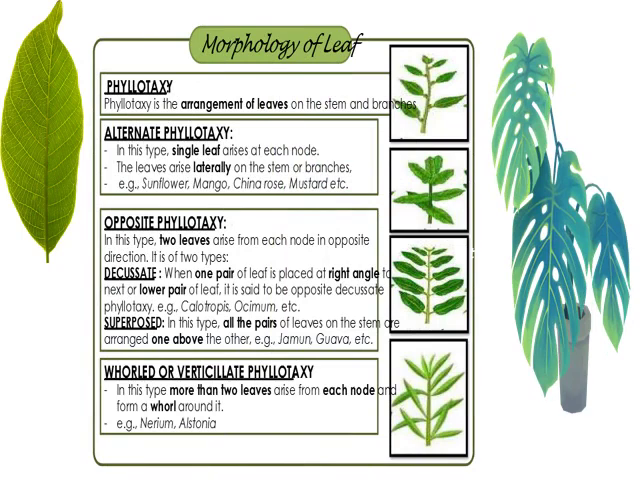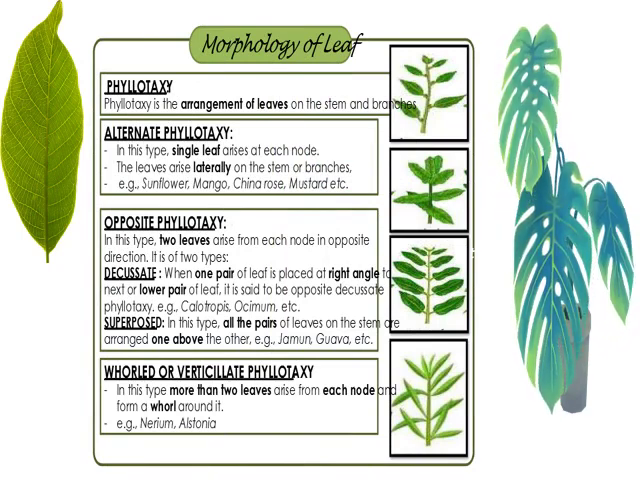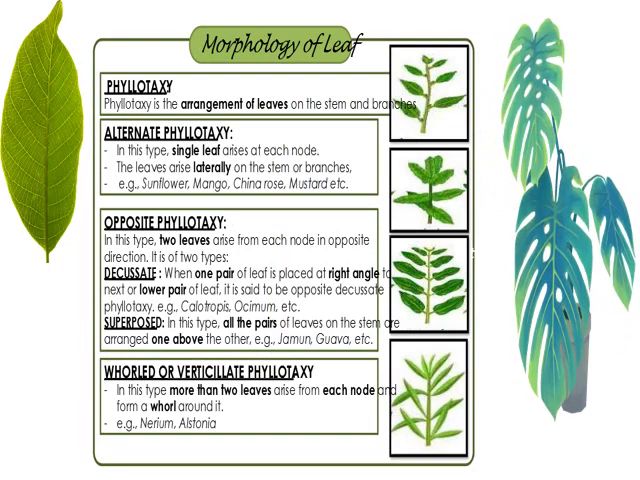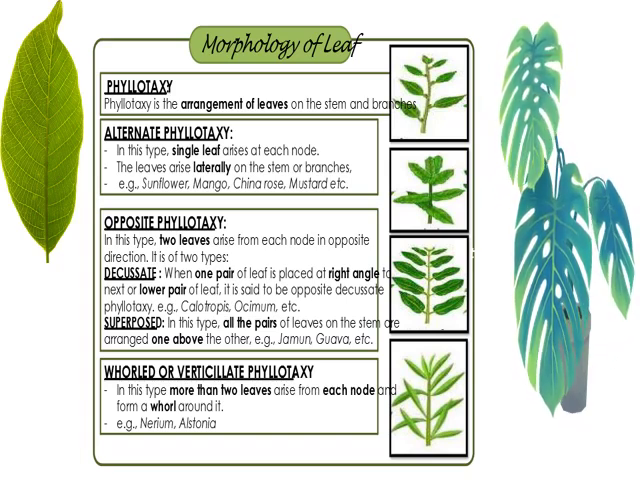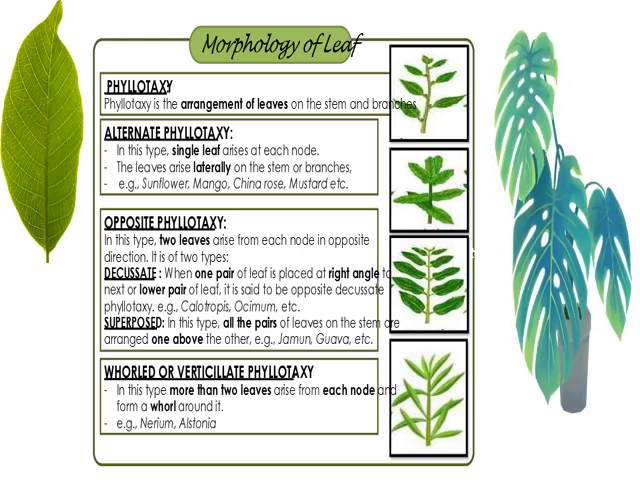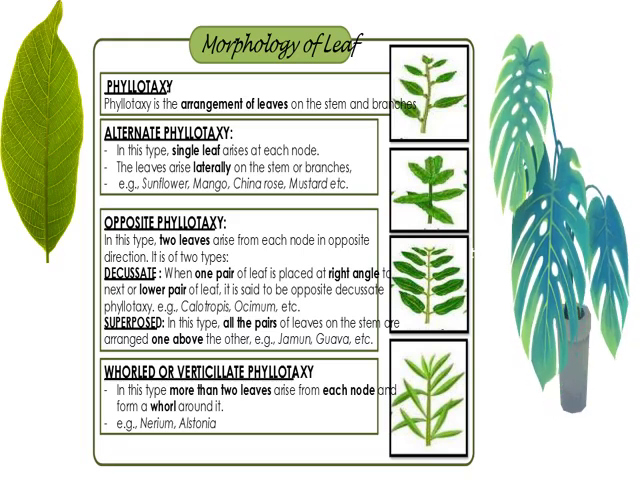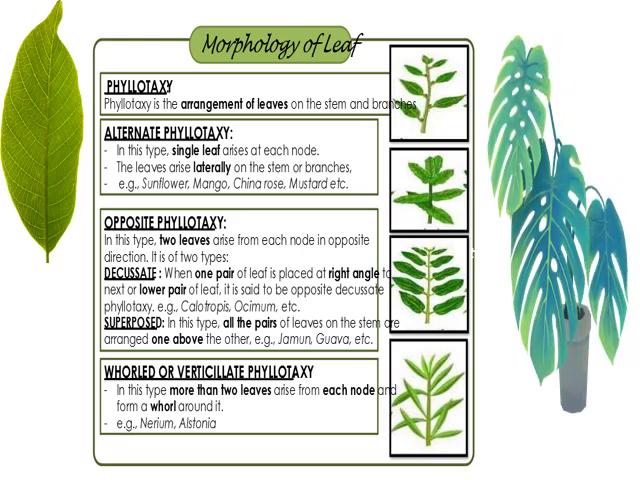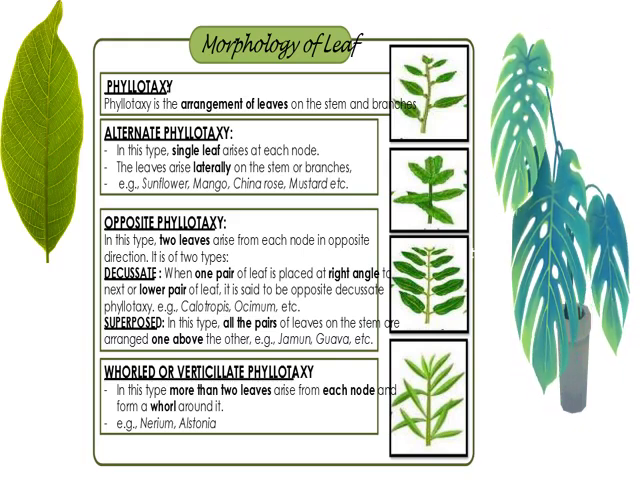So now we discuss phyllotaxy. Phyllotaxy is the arrangement of leaves on stem or branches. We have various types of phyllotaxy. First of all, we discuss alternate phyllotaxy. In alternate phyllotaxy, the leaves arise at each node, and leaves arise laterally on stem or branches.